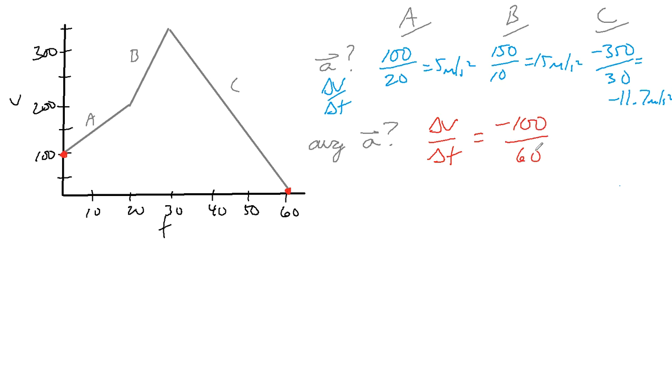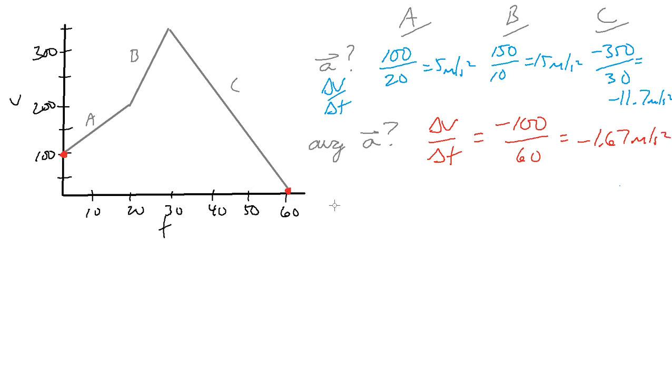So if I just do that 100 and divide that by 60, I will get an acceleration of negative 1.67 meters per second squared. Okay, and again, if I took a line and I joined it from beginning to end like this, the slope of that line would be negative 1.67 meters per second squared. So it's all the same type of thing. Okay, all right. Now let's do what we did before.